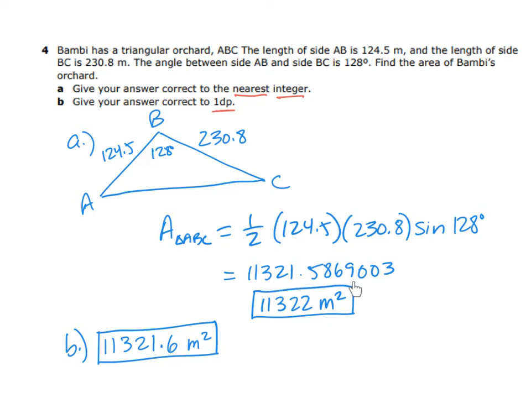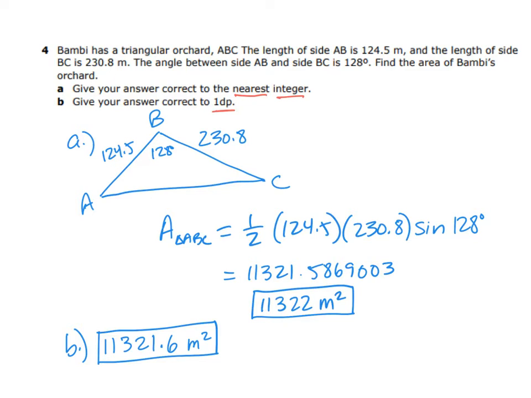This is what the calculator would show you, okay? But you don't need to write that down. I'm just showing you what the calculator would say. We're going to first go to the nearest integer. That's the nearest whole number. So since this tenths place is 5, that's going to bump this ones place up to 2. So we'd have 11,322 square meters, because this is an area problem.